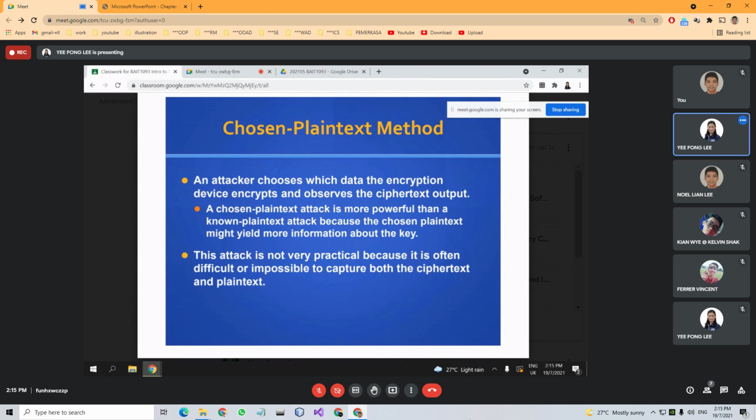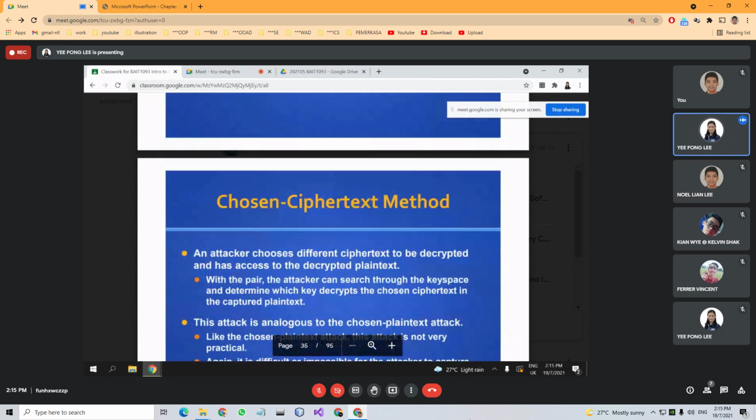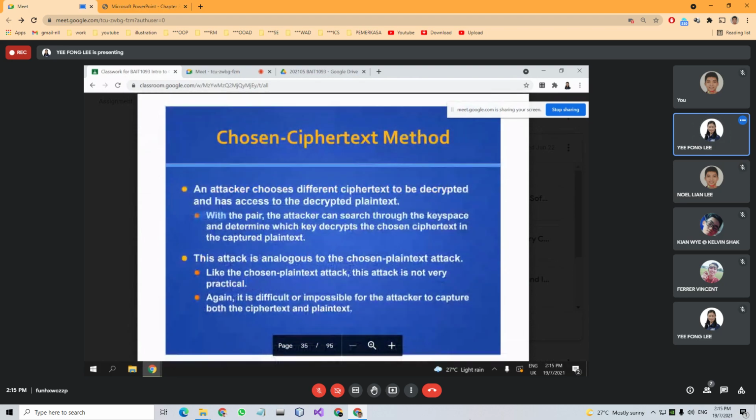Okay. Next one, chosen ciphertext method. Yeah, I'll let you go through it for one minute before I explain.